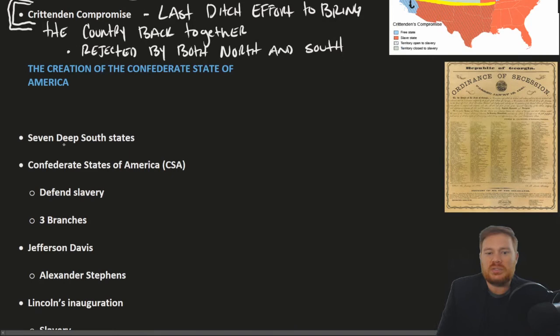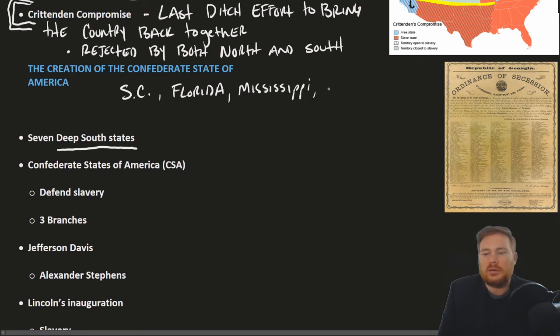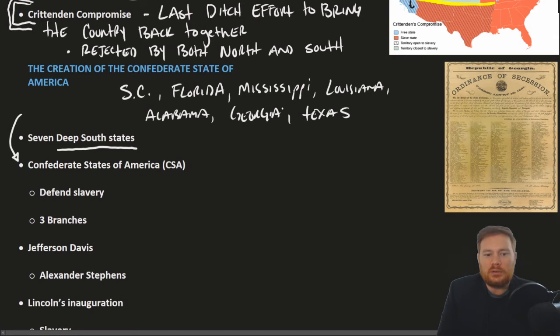So the 7 deep southern states, South Carolina, Florida, Mississippi, Louisiana, Alabama, Georgia, and Texas are your first 7. They agreed to meet to create a loose confederation, ultimately known as the CSA, the Confederate States of America, or simply just the Confederacy.